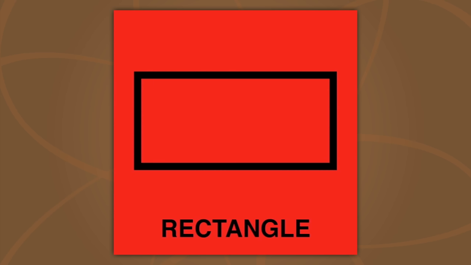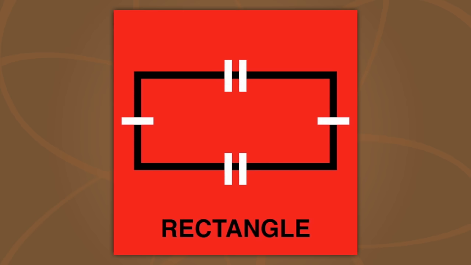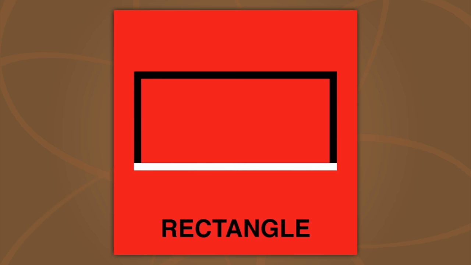A rectangle is a shape with four straight sides. It has four right angles, and the opposite sides must be parallel and have the exact same size. A rectangle is a shape with four straight sides.